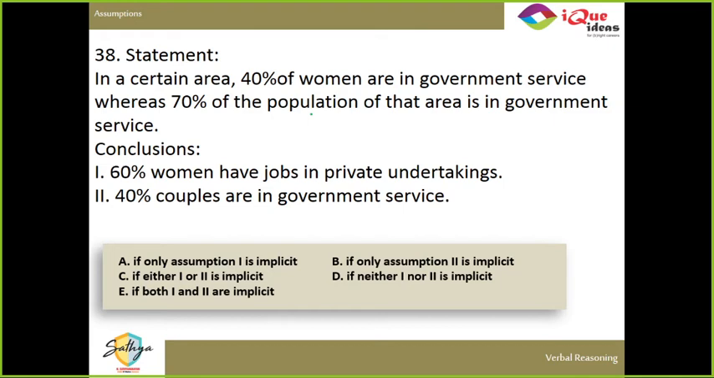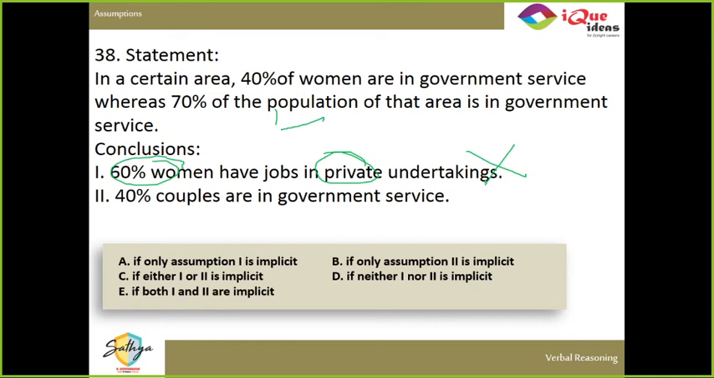No, I cannot. Why? Because it is not necessary that 100% of women are employed. Right? It is possible that less than 60% have private jobs and some of them are even unemployed. So I can say less than 60% have jobs in private, but I cannot say 60% because it is possible that some of them are also unemployed. So first is definitely not true.